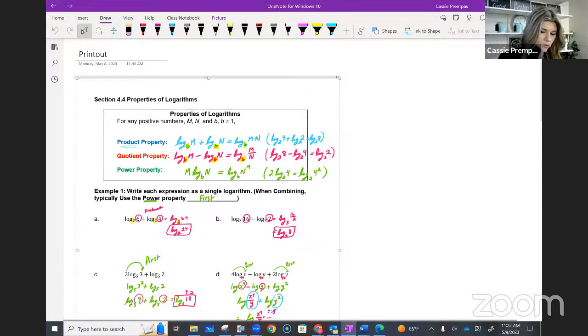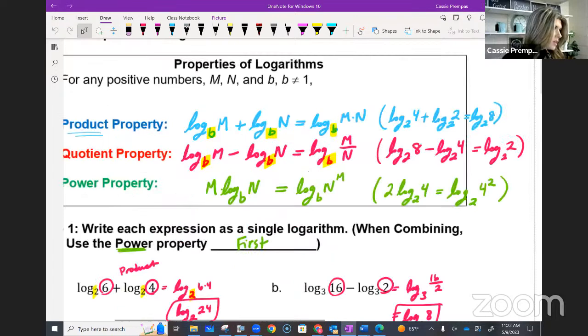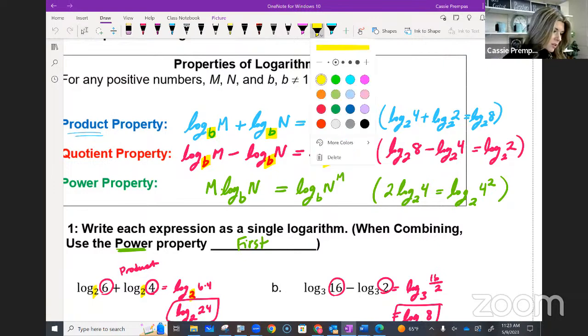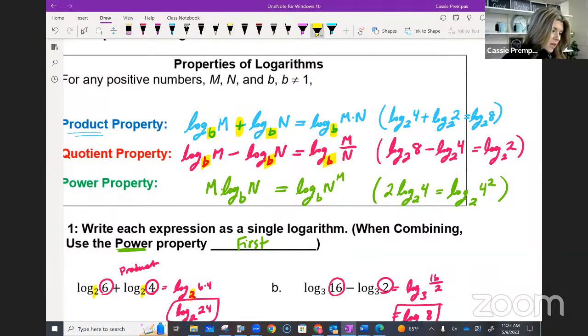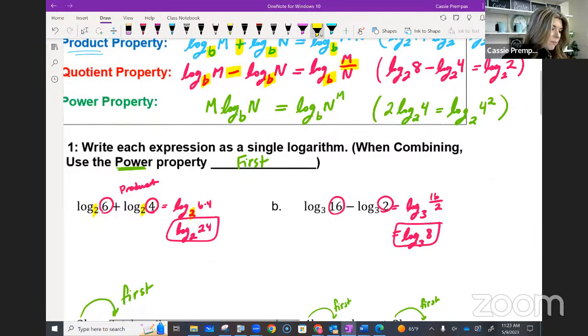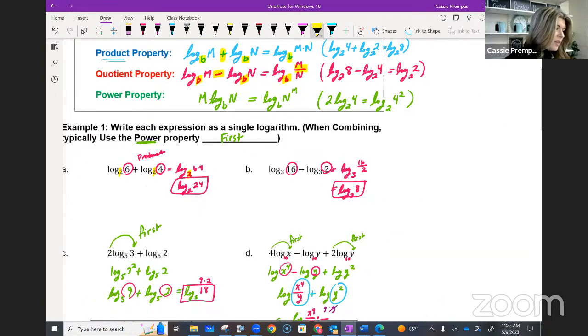Properties are what you are going to want to really know for today and for tomorrow or for Thursday when we look at solving equations. Remember, if you have a plus sign, that brings together using times. The plus means that we times m and n, minus means you divide, and if you have a number in front, it becomes a power.